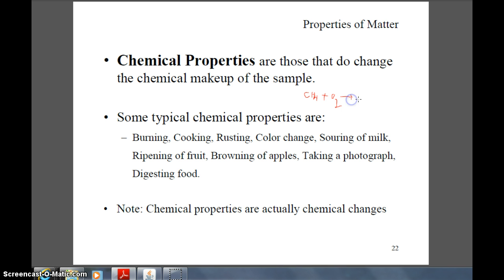I should have just typed this rather than trying to write it by hand. But anyway, realize that methane will burn in presence of oxygen. It will go through a combustion process to give you CO2 and H2O.